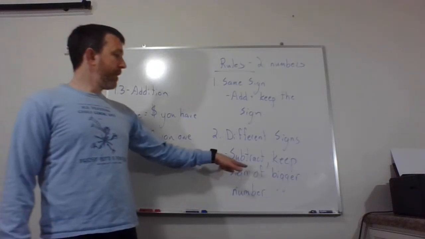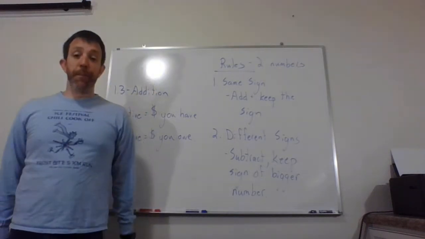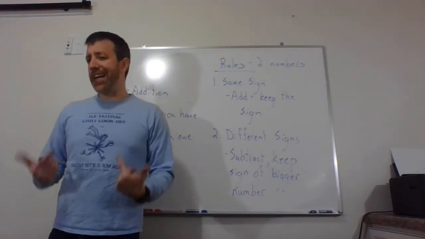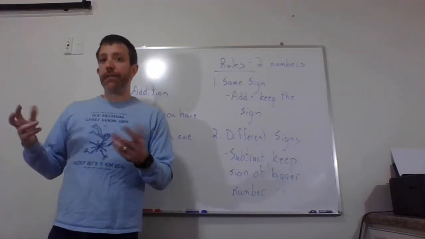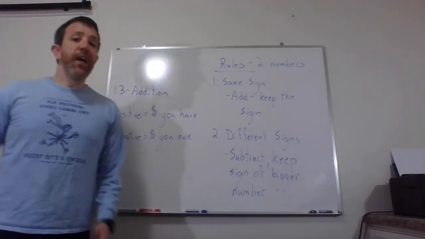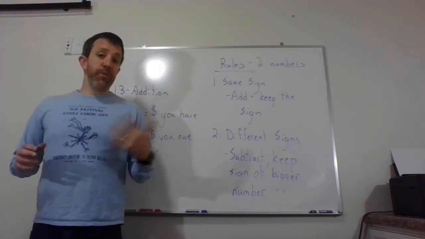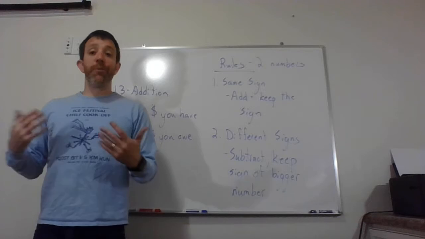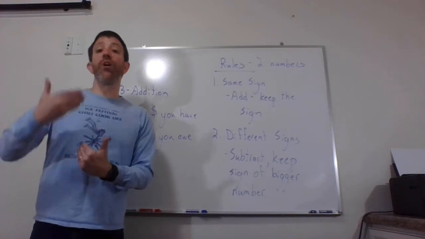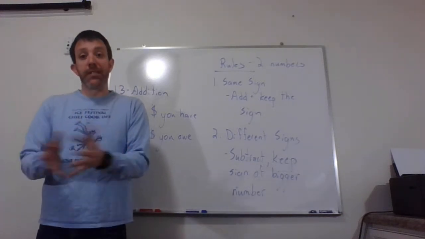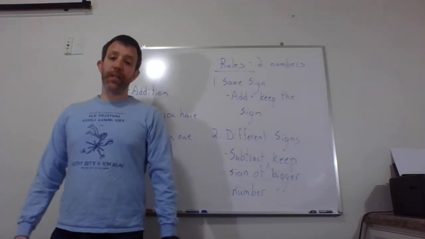Rule two: different signs. Now we want to subtract and keep the sign of the bigger number. I'm using air quotes for bigger because negatives are never bigger than positives. But we're going to pretend a little bit here that if your negative number looks bigger, that's the bigger one. This works because, let's say you have $10, but you owe your best friend $20. When they come to get their money, you can give them $10, but you're still going to owe them money. So we subtract to find out what's left, and then we use the sign of the bigger number to figure out if you owe money or if you still have some money left over.